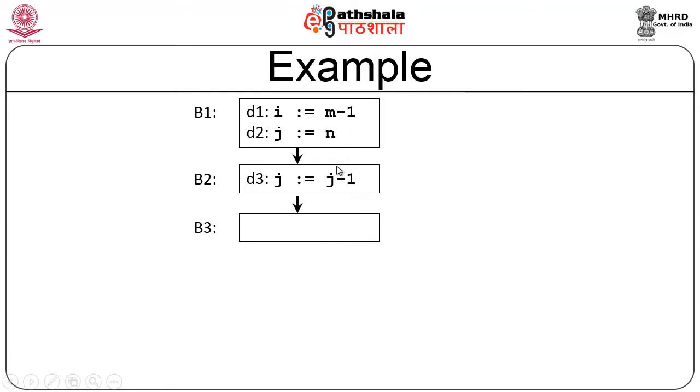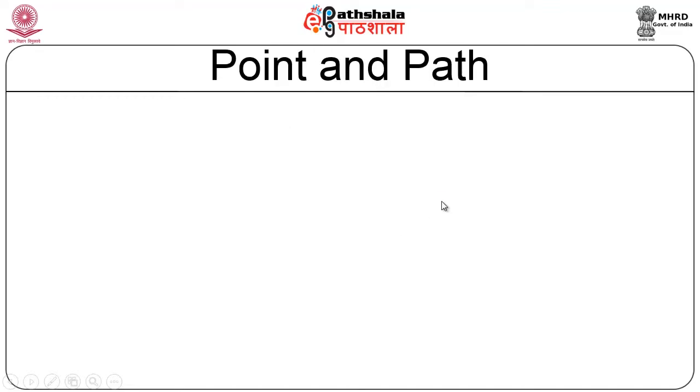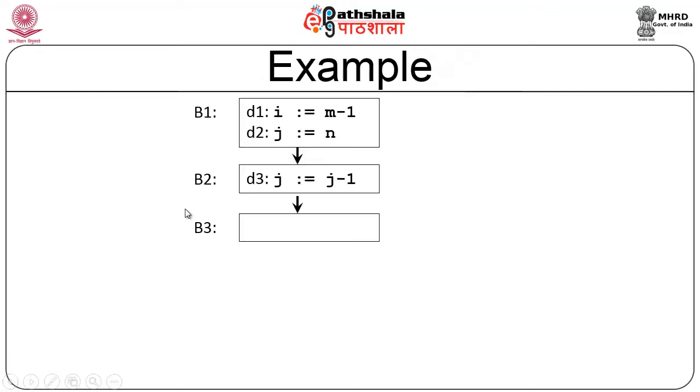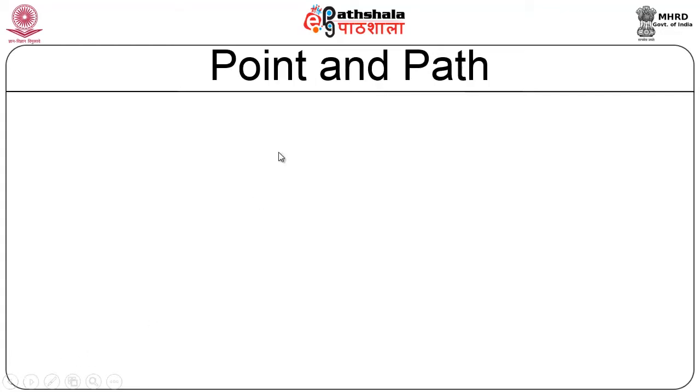Now, consider this example. I have one basic block here; D1 is the definition of statement 1, and D2 is the definition of statement 2. So, statement 1 defines i, statement 2 defines j, and statement 3 also defines j. Here, we are going to look at some terminologies before actually computing the data flow equations. The terminologies will be point and path.